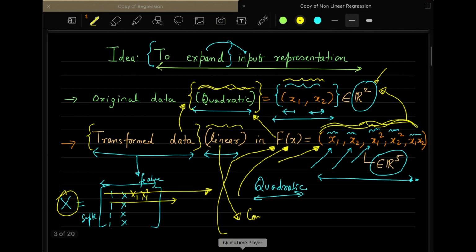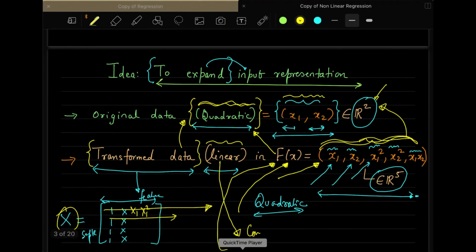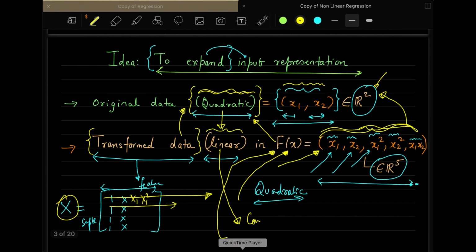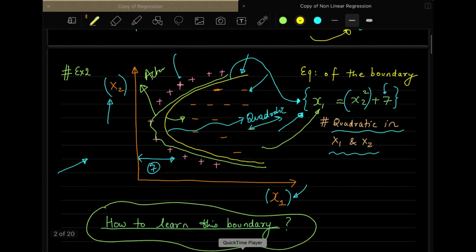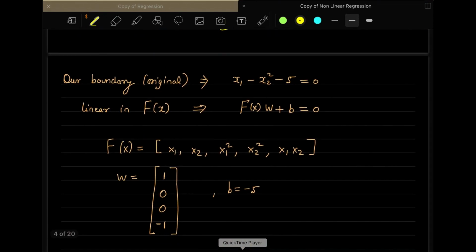Okay. If there are no questions, then as we are saying that if it's quadratic, it becomes linear, let us see how it is becoming linear. Our original quadratic boundary function was x1 is equal to x2 square plus 7. What I will do is shift it to the left side. If I shift it to the left side, this is 7 here, not 5. So the equation of the original boundary is this. It's very simple.